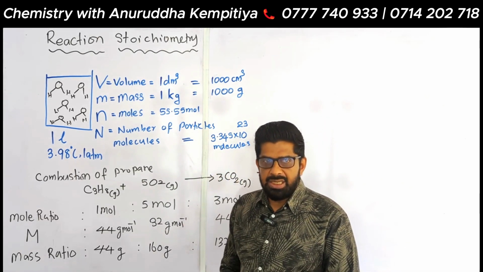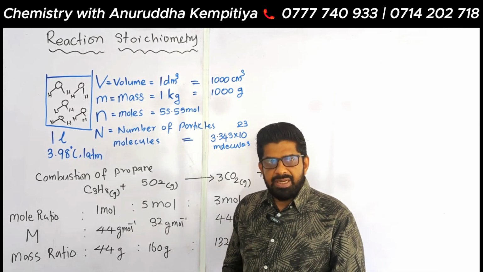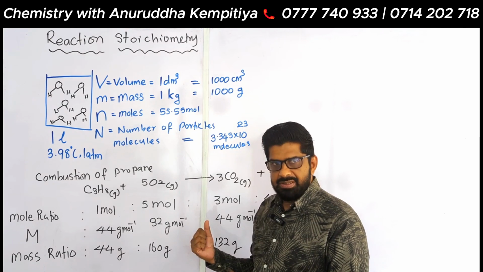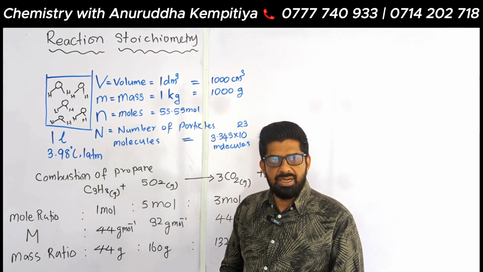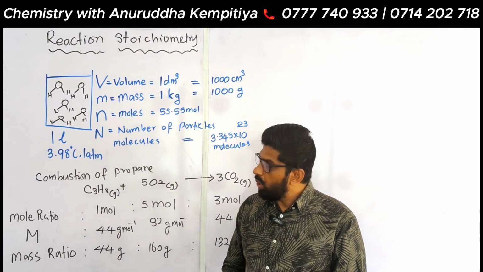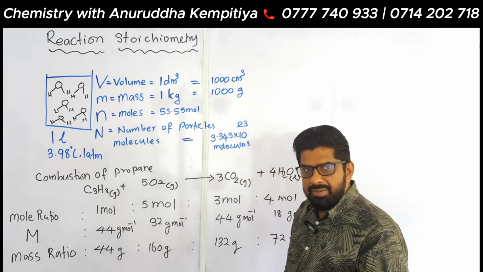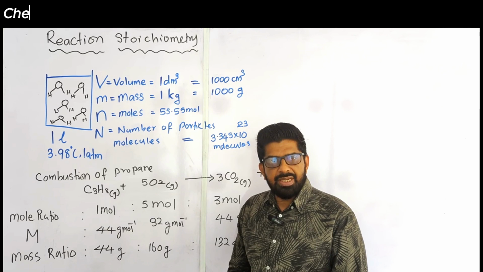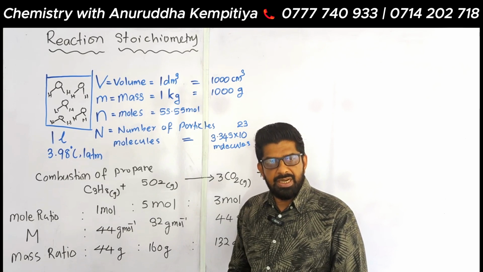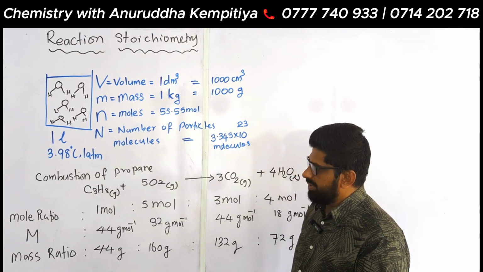Stoichiometry means chemical quantities participating in a chemical reaction. The chemical reaction can be represented by a balanced chemical equation. So, chemical quantities involving or participating in a chemical reaction which can be represented by a balanced chemical equation. That is the stoichiometry.